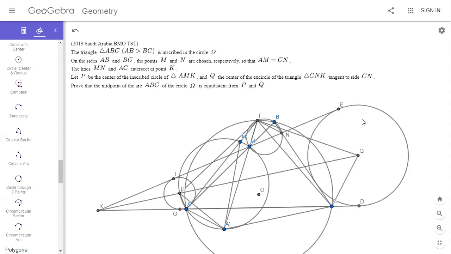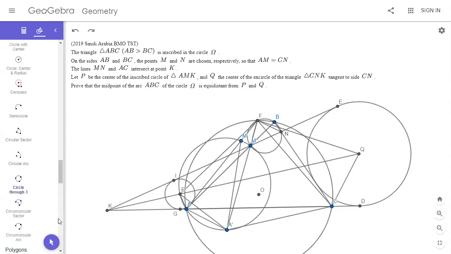Or maybe, Michael, is it true that B, A, C, and Q are cyclic? BACQ. I would be surprised. No, because BAC is the circle that we've already drawn, right? So, no. Yeah, I don't know if we could show PA prime is equal to QC. Maybe that would solve it.